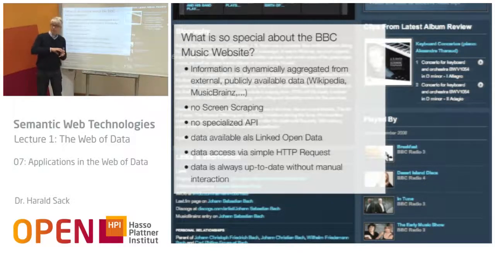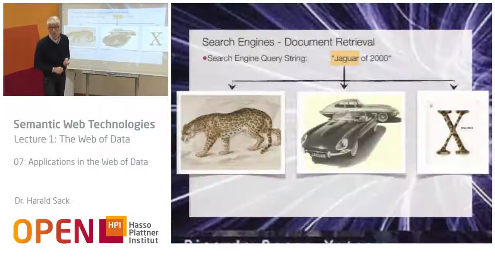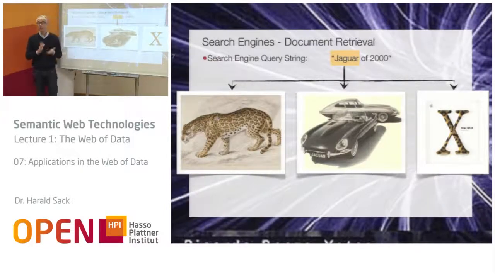But now let's take a step further. What could it mean in the future? For example, for search engines, when semantic data is explicitly given on the web. So for example, if we ask a search engine in document retrieval with a search term and the query string Jaguar of 2000, then of course the search engine has to distinguish, do we mean Jaguar the cat? Do we mean Jaguar the car?